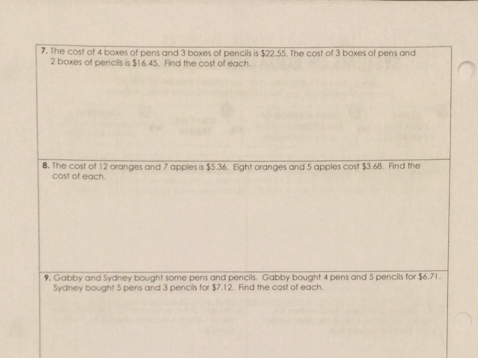All right, this is the last page we're going to do. It's page 6. The cost of 4 boxes of pens and 3 boxes of pencils is $22.55. Before we start, I'm going to say that the X's are going to be my pens and the Y's are going to be my pencils. So before we start any of these, we're going to set up what our X and our Y is.